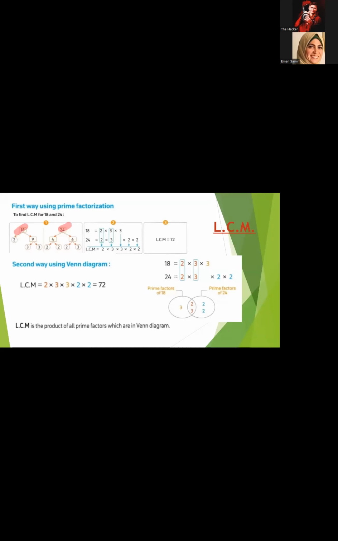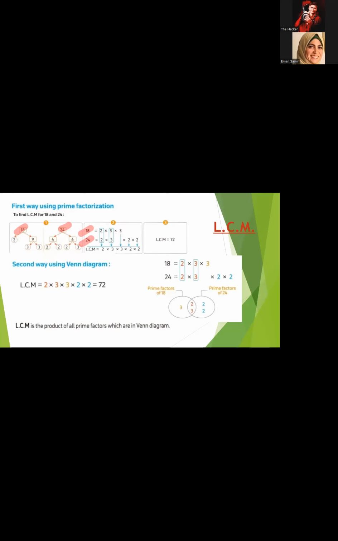I'll start making my factorization. I write the 18 in this line, and I write 24 in this line with its prime factors. I write the 18 in its prime factors, which is 2, 3, and 3. So 18 equals 2 times 3 times 3. And 24, I'll make the prime factorization here and write it as 2 times 2 times 2 times 3. And I write this line.